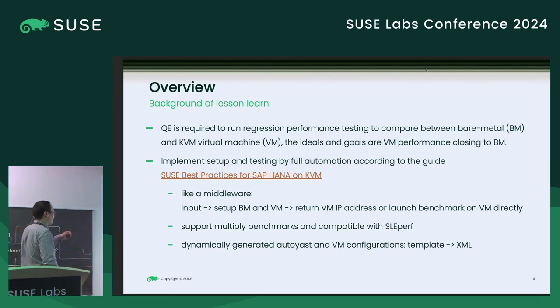For example, when we need tuning, we need to set up different configurations, for example a mitigation parameter, or a different C-state parameter. We can just write it in the input, so the automation can set up bare metal based on the input parameters.